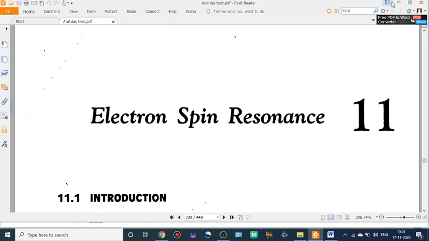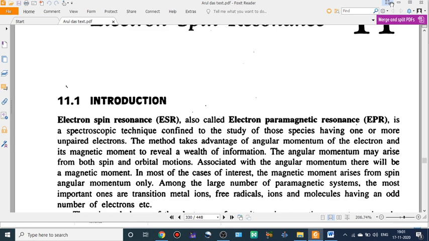The nucleus has protons and neutrons. The neutron is in a neutral state and the proton has a positive charge. In effect, the nucleus is positively charged, and around the nucleus it has electrons. Electrons have orbital motion and spin motion. That is, electrons revolve around the nucleus. In addition to revolving around the nucleus, it rotates about its own axis. That is the spin motion.